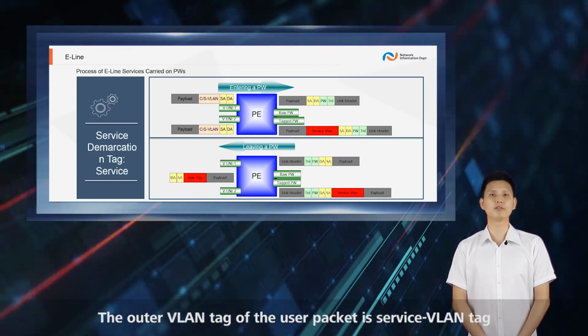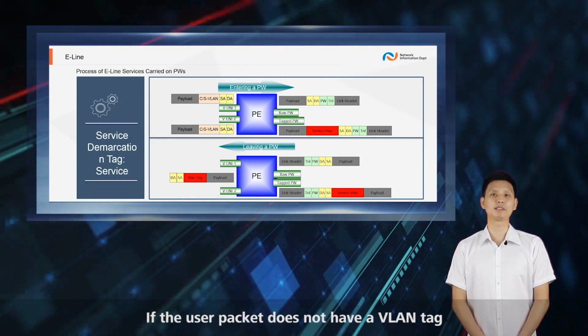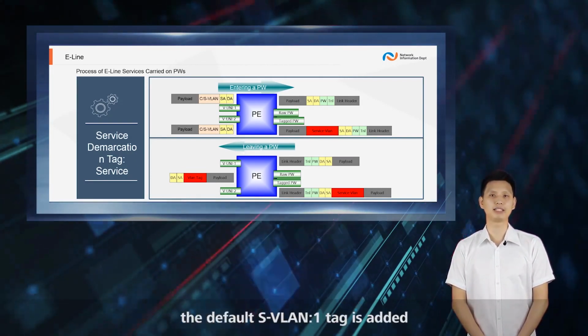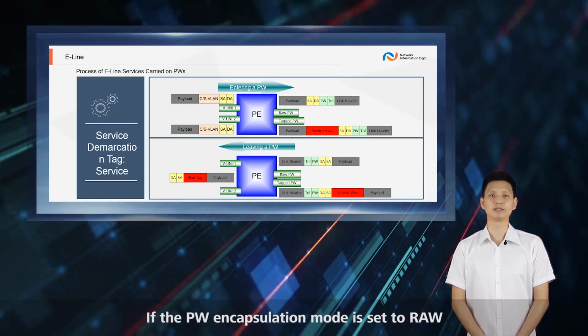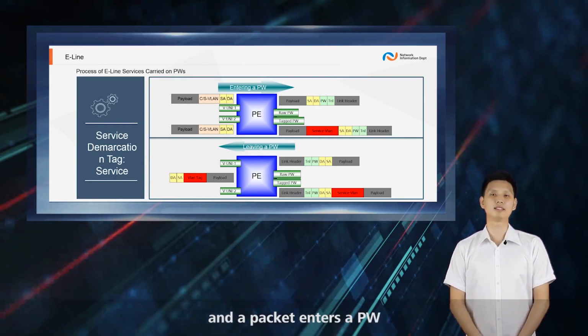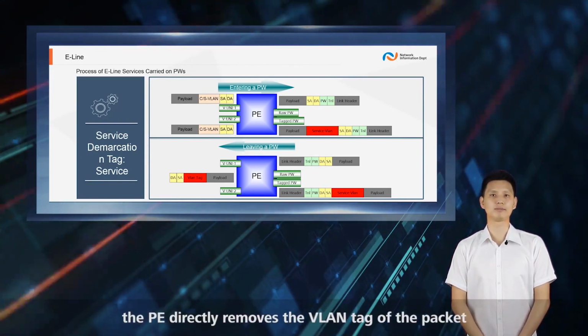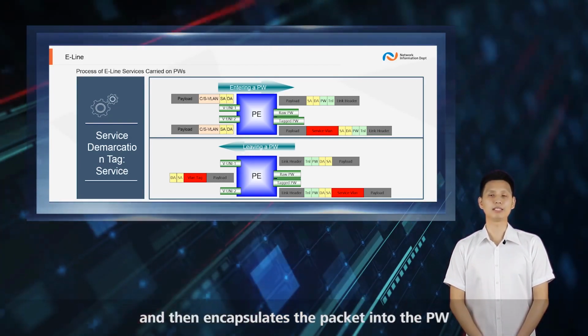The outer VLAN tag of the user packet is service VLAN tag. If the user packet does not have a VLAN tag, the default SVLAN1 tag is added. If the PW encapsulation mode is set to raw and a packet enters a PW, the PE directly removes the VLAN tag of the packet and then encapsulates the packet into the PW.